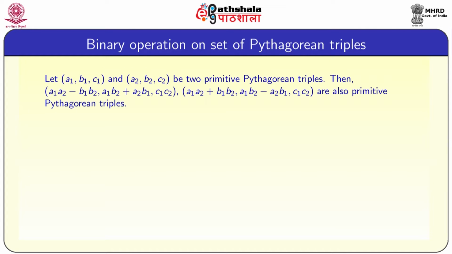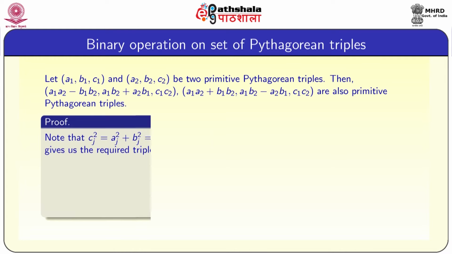Binary operations on the set of Pythagoras triples. That means if we have 2 primitive Pythagoras triples, then we can create another Pythagoras triple by defining some operation among them. Let us assume a1, b1, c1 and a2, b2, c2 are 2 primitive Pythagoras triples, then a1 a2 minus b1 b2, a1 b2 plus a2 b1, c1 c2 and a1 a2 plus b1 b2, a1 b2 minus a2 b1, c1 c2 are also primitive Pythagoras triples. That means, from 2 Pythagoras triples we are creating other Pythagoras triples.